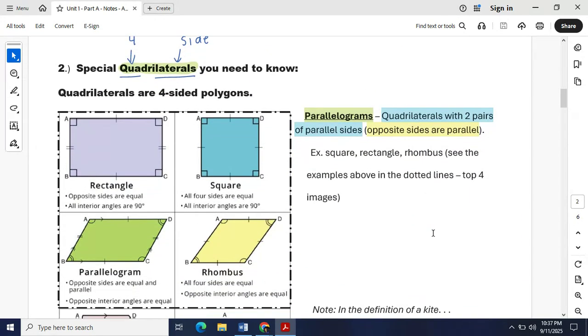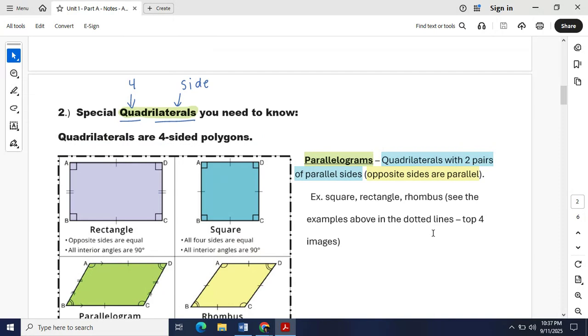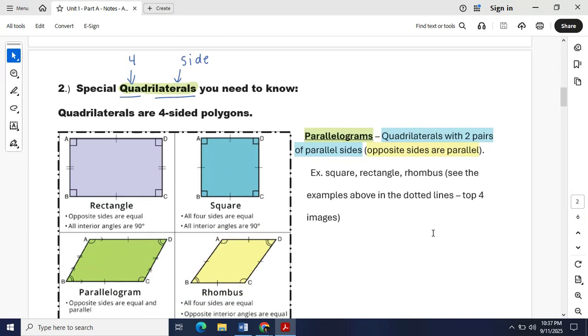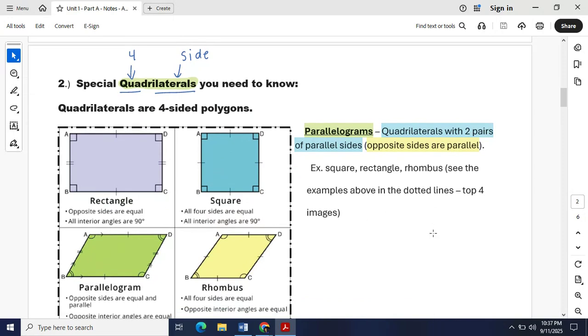Now let's move on. Special quadrilaterals that you need to know. Quad means 4, lateral means side. Here are some quadrilaterals. You know that they are 4-sided polygons. Now, don't forget the word parallelogram. A parallelogram is a quadrilateral, so that means all parallelograms must have 4 sides. Parallelograms are quadrilaterals with 2 pairs of parallel sides. The opposite sides must be parallel.